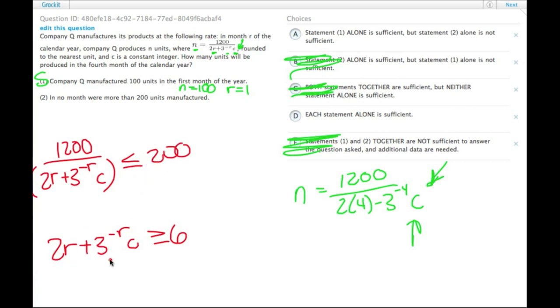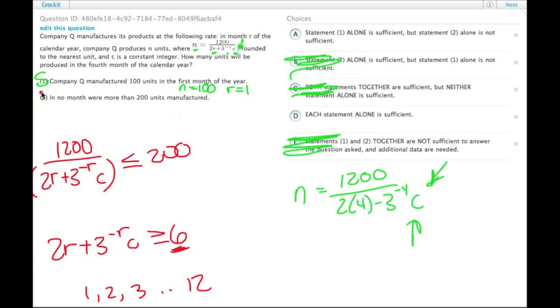So we still have our two variables here, and in this inequality, so it's not going to be sufficient. There are a large number of values for R and C. Even when we can plug in values for R like 1, 2, 3, all the way to 12, there are a bunch of different values for that C, and we don't have any other information to narrow it down.